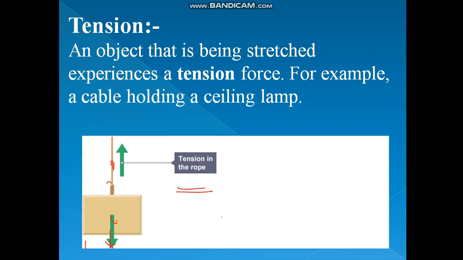For example, a cable holding a ceiling lamp. Now, the weight of the lamp will be in the downward direction and the cable is going to experience a force in the upward direction. That means the tension. Now, see over here, the definition says an object. By object, basically it means whatever thing you are hanging with. For example, this object might be a rope or a spring or a chain, as I was telling you. So basically, tension, remember, is a force which comes into play whenever you hang things on ropes, strings, chains, springs, etc.